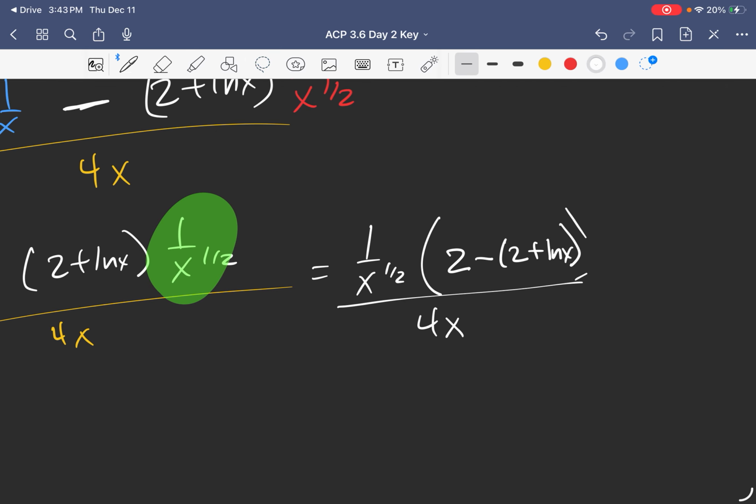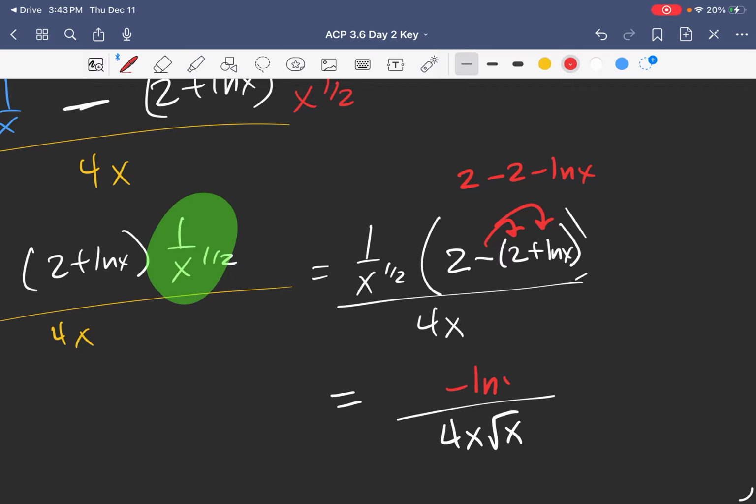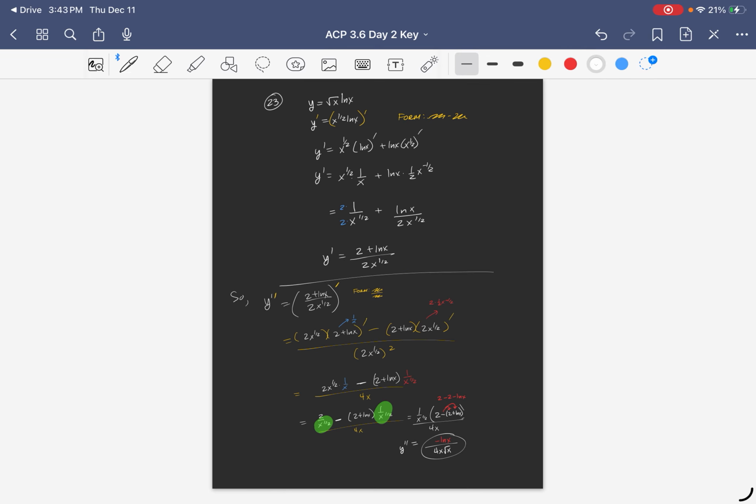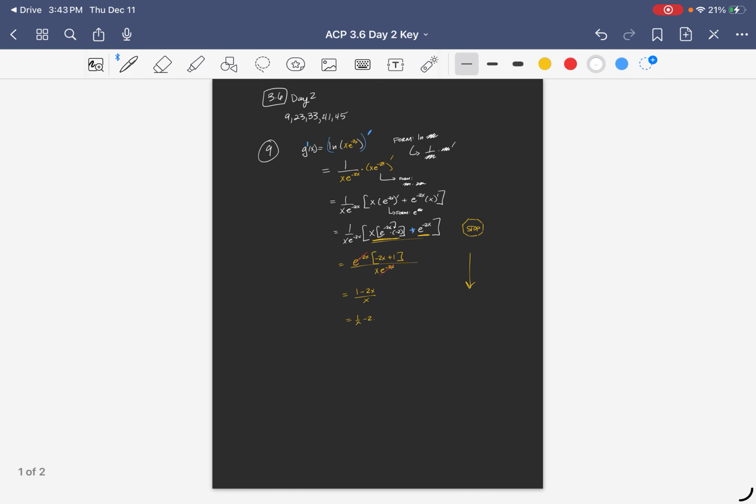So now we've gotten all the way down to here. And do you agree that this x to the 1/2 right here can go on the bottom? So we have 4x times the square root of x, because 1/2 is square root of x. So maybe I write it like this. And then if I distribute this negative to both, I really have 2 minus ln x. So right here, I just have a minus ln x. And that's what your derivative turns out to be, your second derivative. Cool. So that is 23.